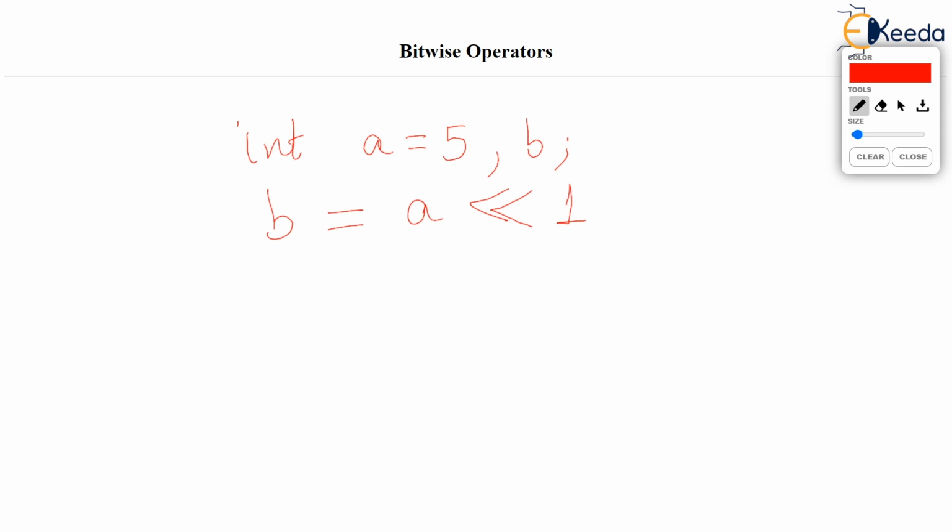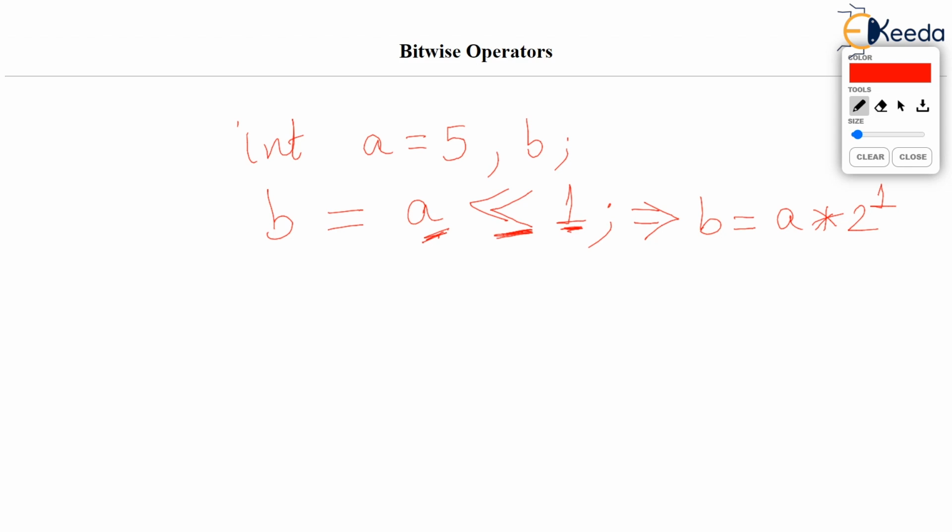Now before I show you the bitwise operation on this, because of course the operator we have written is bitwise left shift, let me tell you the meaning of this. The meaning is that B should become equal to A multiplied by 2 raised to 1. Whatever is given after left shift, this 1 was given, isn't it? So 2 raised to that number is multiplied with A. So this is A multiplied by 2 raised to 1.